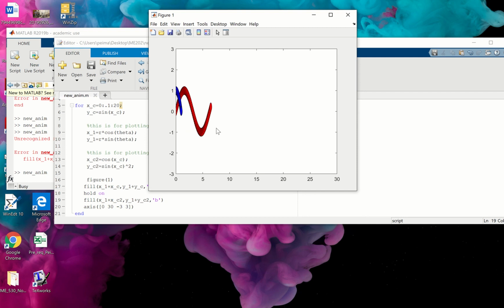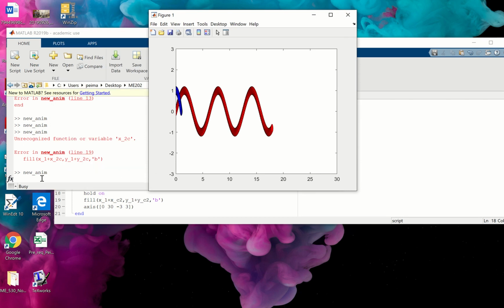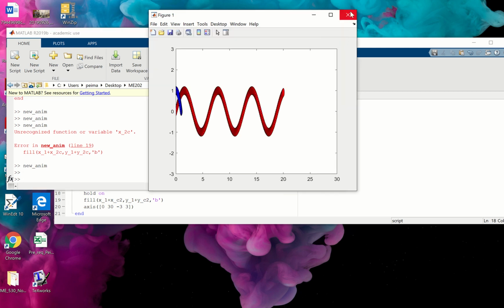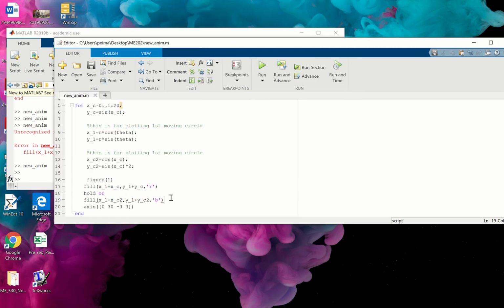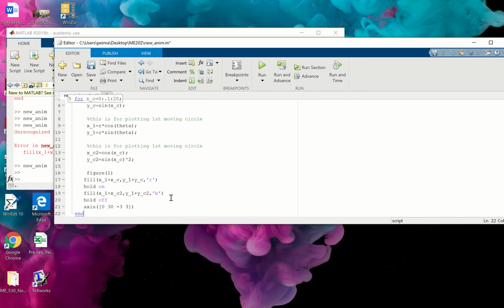So see guys, here what is happening is a stick diagram. Why? This is a take home message, because I have a hold on command here. Until you deactivate that, you're gonna see this kind of stick diagram. So I'm gonna cancel the code, okay? And now what's the cure of that? Intentionally, you're gonna say what? Hold off.